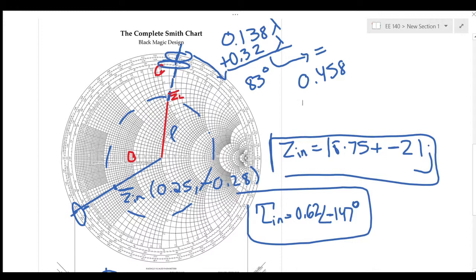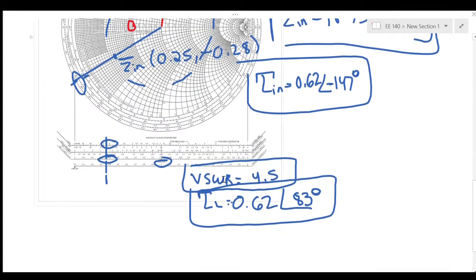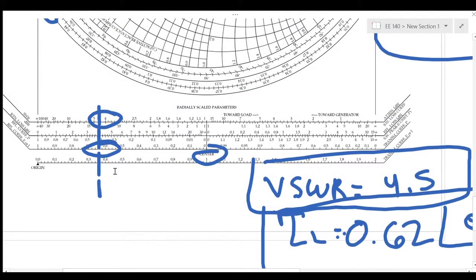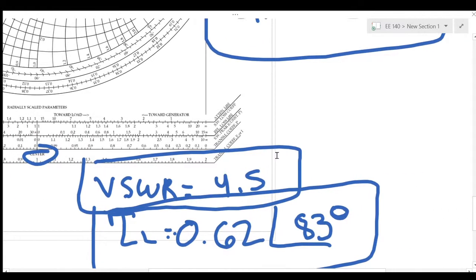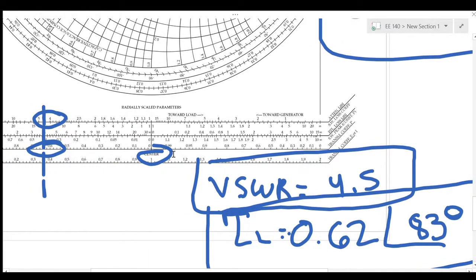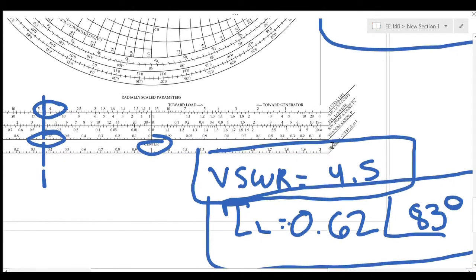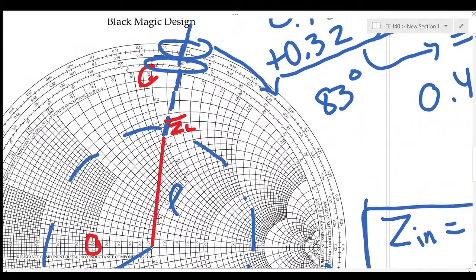So after that, we would take that length, come down to our radially scaled parameters, and start the length at the center, and then the end of the length would come here, and then we would read off our VSWR and our reflection at load. Now, the reflection at load down here will only give you the magnitude. To get the phase part, extend your line of the normalized impedance, the ZL, and you would get your phase from here. Okay, so you get your phase at 83 degrees.